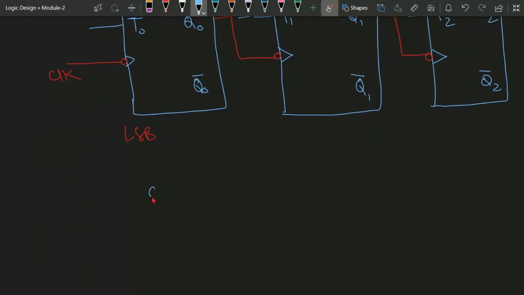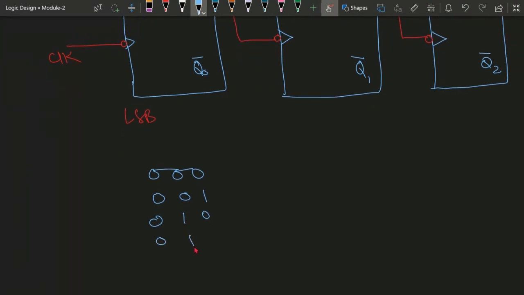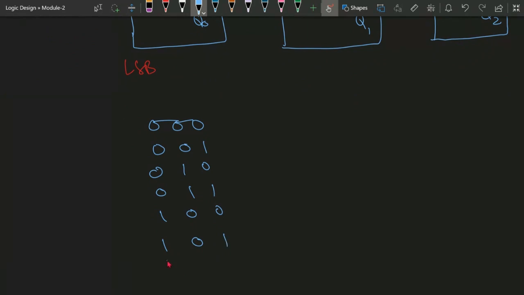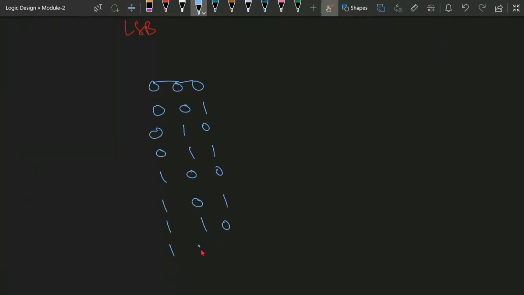Starting with 0, 0, 0, it will go to 1, then 2, then 3, then 4, then 5, then 6, then 7. After 7, again it will go to 0. So this will be the general trend.